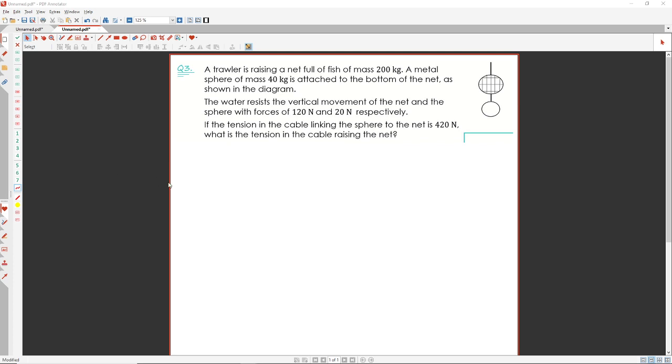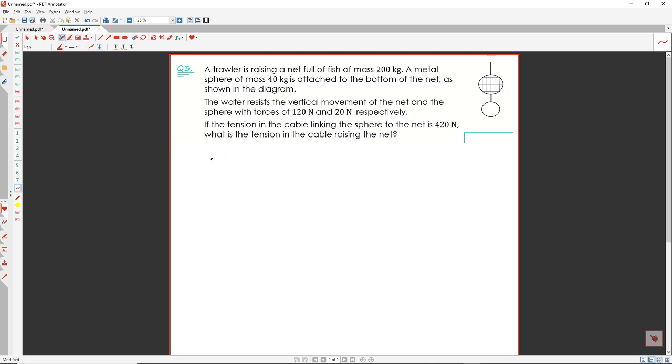Okay, so in question 3 then we've got a trawler raising a net full of fish. That's what's going on here. So the net full of fish has a mass 200 kilograms, and there's a little metal ball at the bottom here that has a mass of 40 kilograms. And we're told about the resistance acting on them, and we're told the tension in the cable linking the sphere and the net is 420. So with this problem, people often find it difficult to get their head around where to start. If that applies to you, then simply draw all 3 force diagrams to start off with and see what happens.